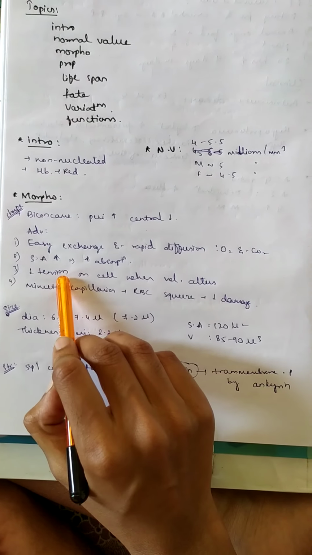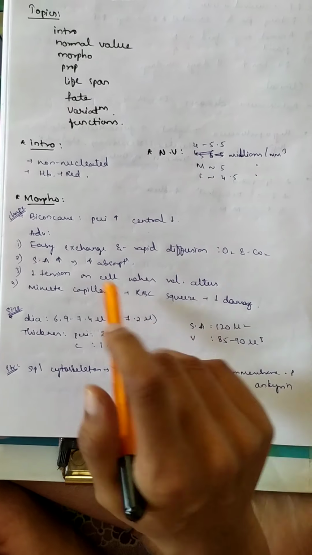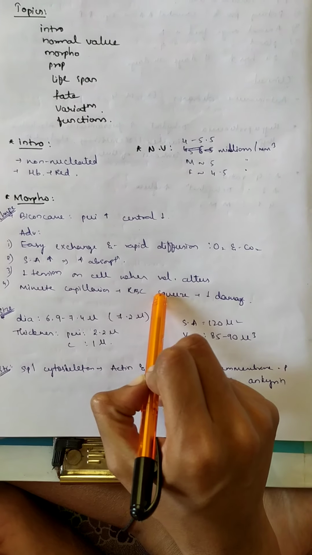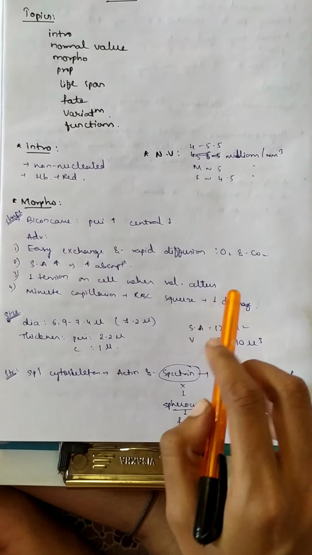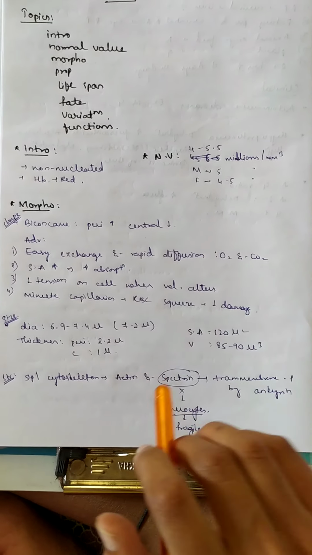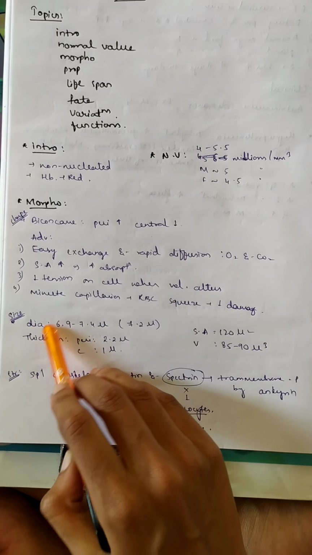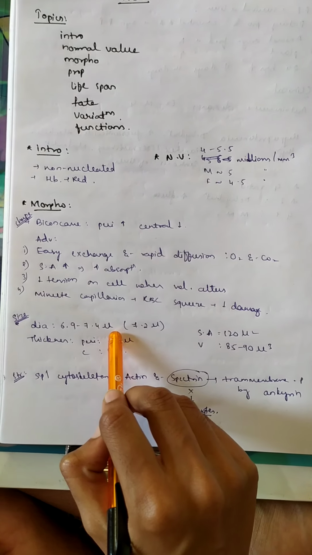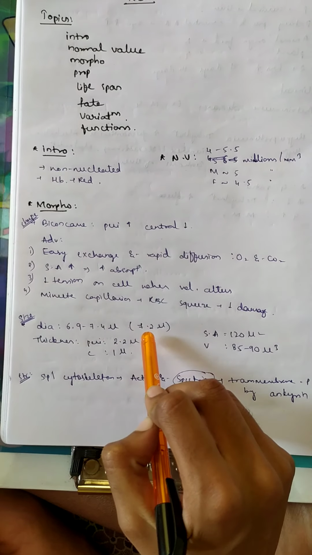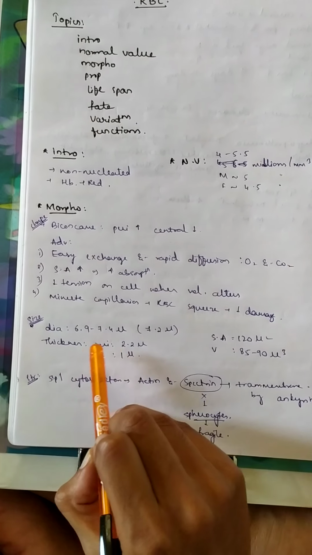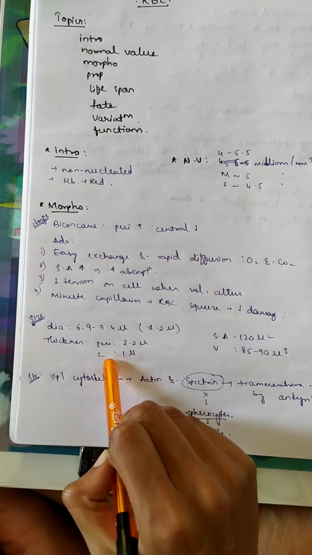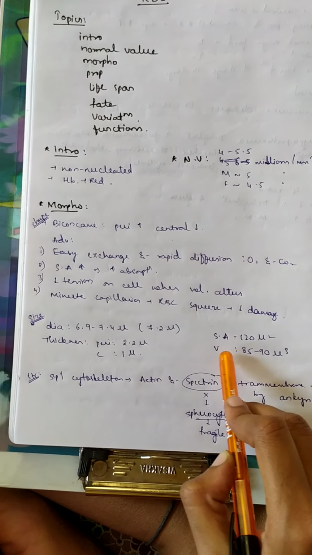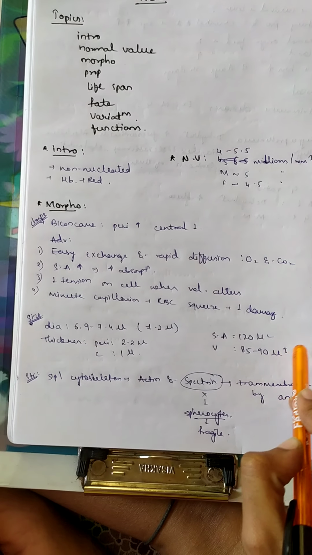It decreases the tension on the cell when volume is altered. And while moving through the minute capillaries, RBCs can easily squeeze through them, due to which the damage caused to RBCs is less. Coming to the size, its diameter is around 6.9 to 7.4 microns. We usually consider it on an average as 7.2 microns. Thickness at the periphery is 2.2 microns and centrally it is 1 micron. Surface area is 120 micron square and volume is 85 to 90 micron cube.